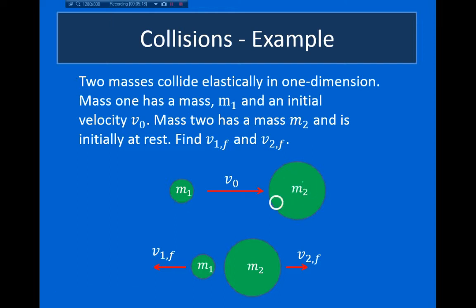So we're going to have two masses, m1 and m2. And m1 is going to be moving with an initial velocity v0. And so m1 is going to collide with m2, and then after the collision, the two masses will be moving like this in opposite directions. And I'm going to solve for these two final velocities, the final velocity of mass 1 and the final velocity of mass 2. I'll solve for these two unknowns using conservation of energy and conservation of momentum.